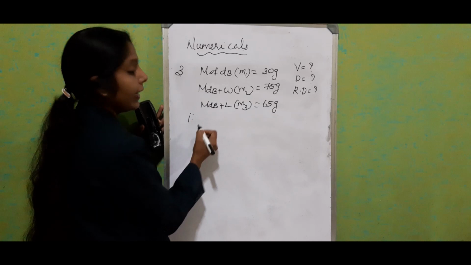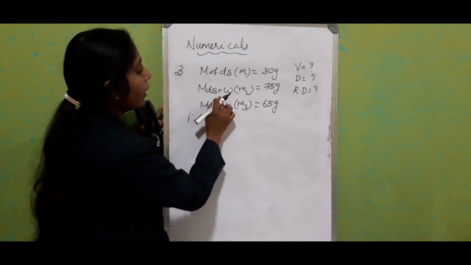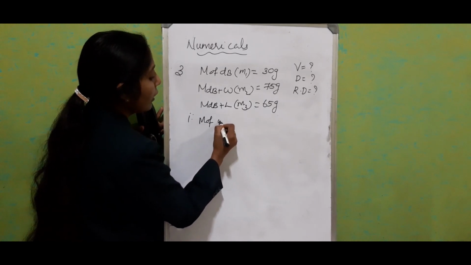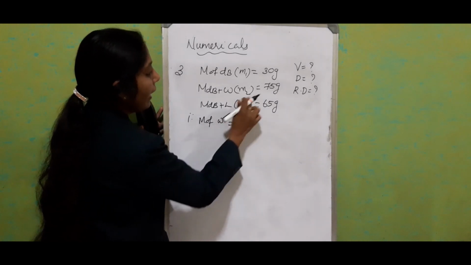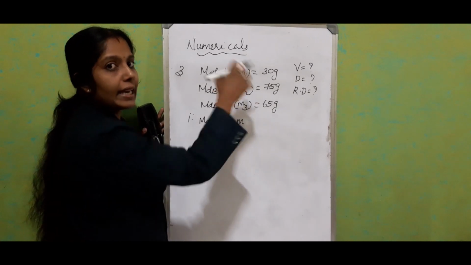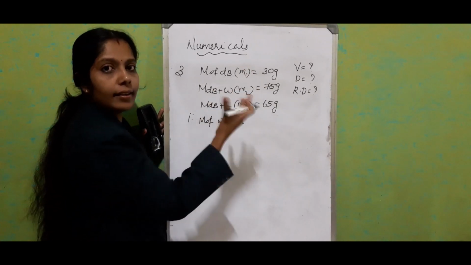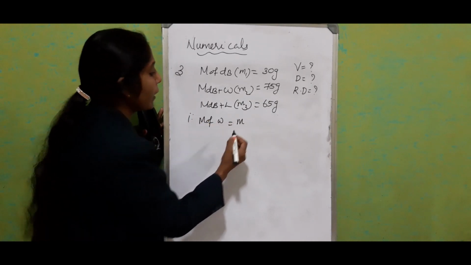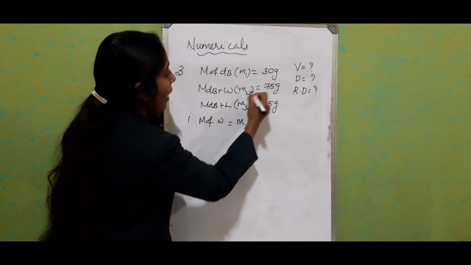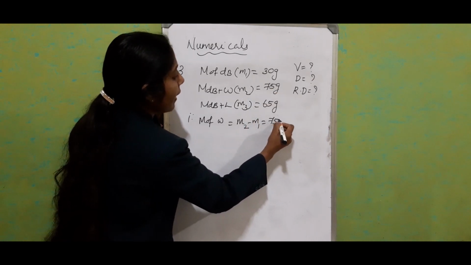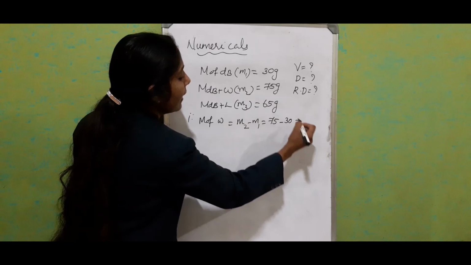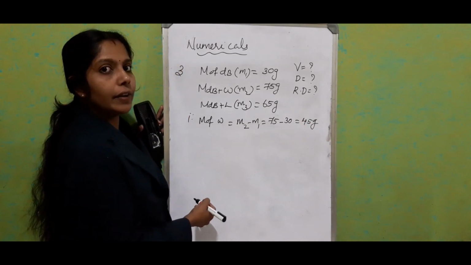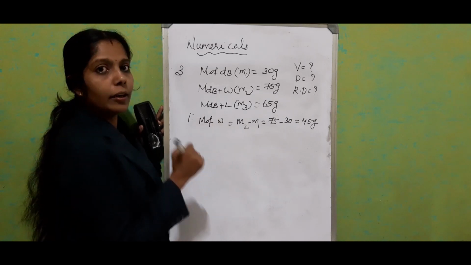First one, it's volume. For that we need to find out the mass of water. So mass of water is equal to, we know that this is the total mass of water and density bottle. When we minus the mass of density bottle, we will get the value of mass of water. So M2 minus M1, that is equal to 75 minus 30, we will get as 45 gram. Okay, we got the value as 45 gram. Now we need to find out the volume.